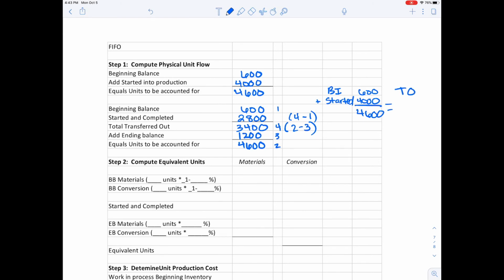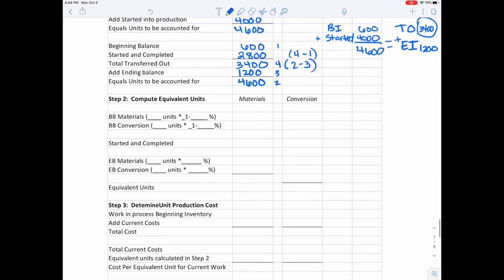We know that that has to equal my transferred out plus my ending inventory. That's step 1 of the process. If I know my ending inventory is 1,200, this one must be 3,400.